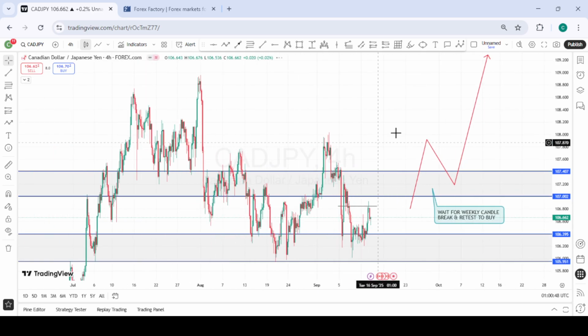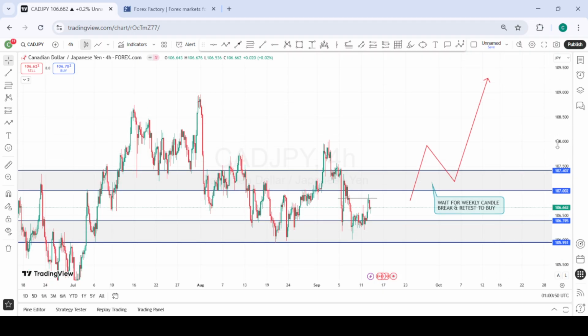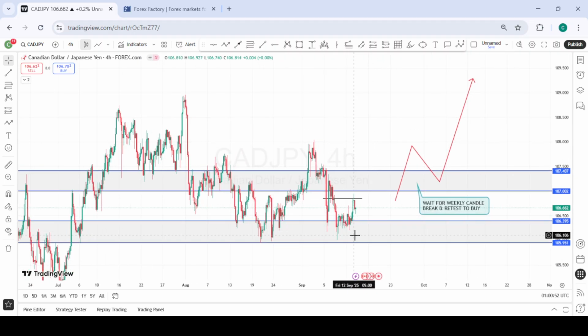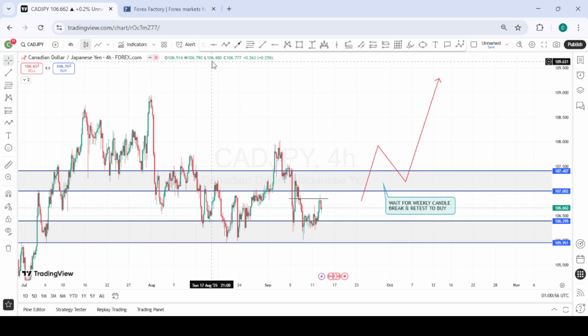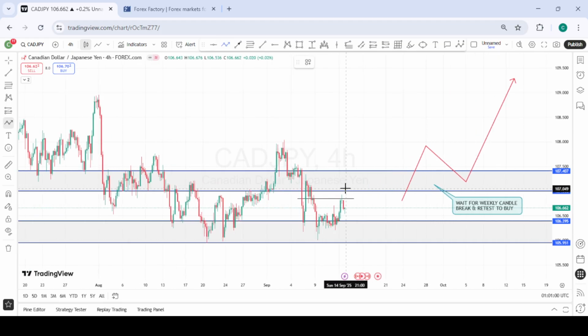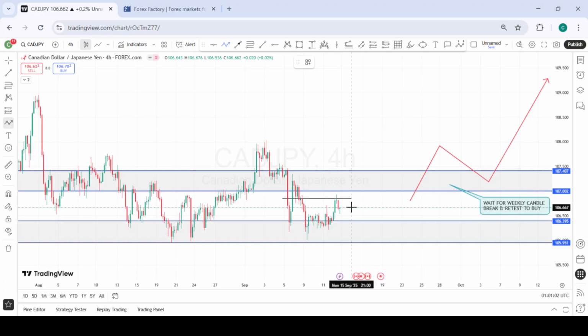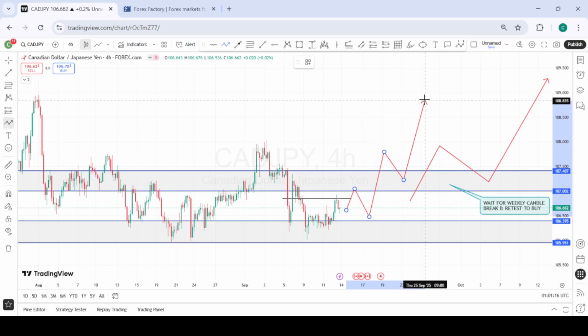We have here CADJPY, and CADJPY is giving us a nice reaction from an area of interest. So for the coming week, we'll wait for a possible daily candle break at this zone I have indicated here. If we get a daily candle break above this line, and get a retest to give us something like a possible higher low, we look for buying opportunities to the upside. When price breaks this zone and comes back for a retest, we'll still consider the buy to the upside.